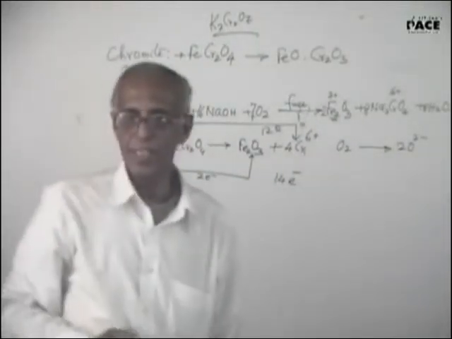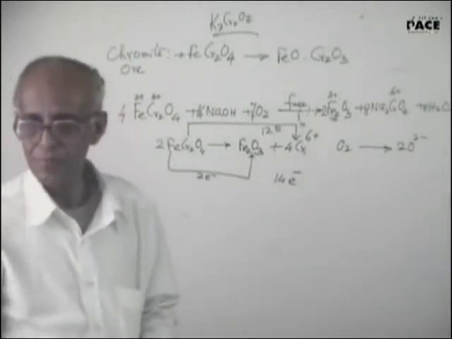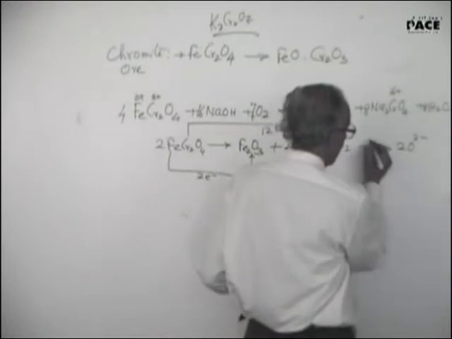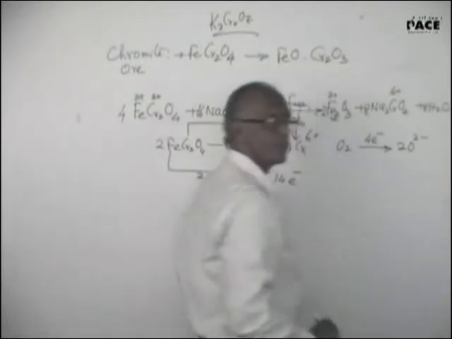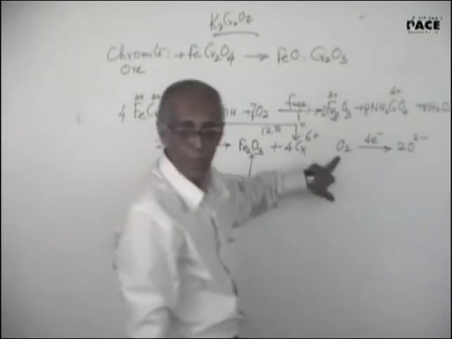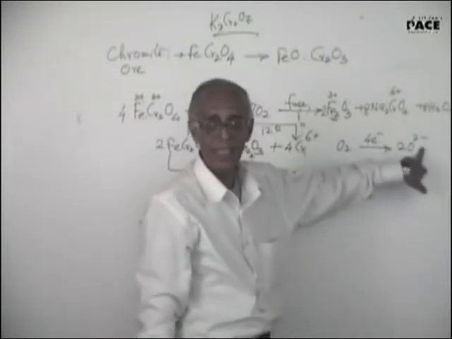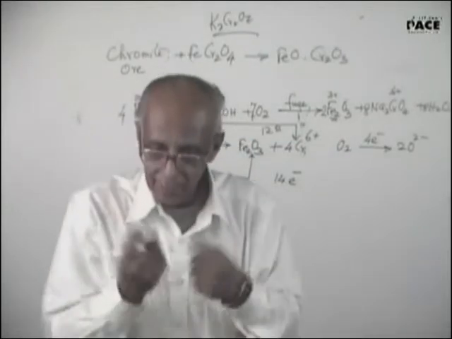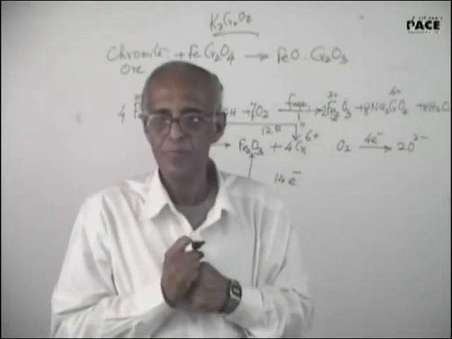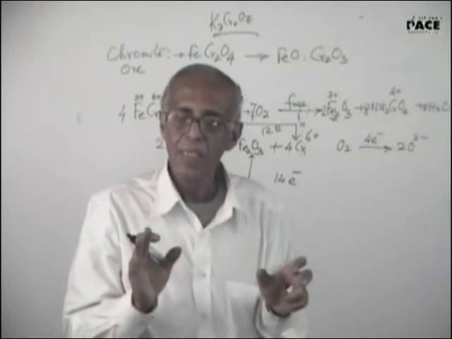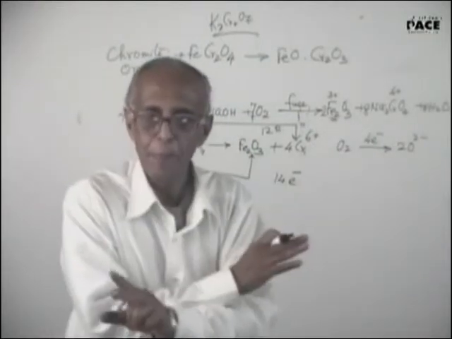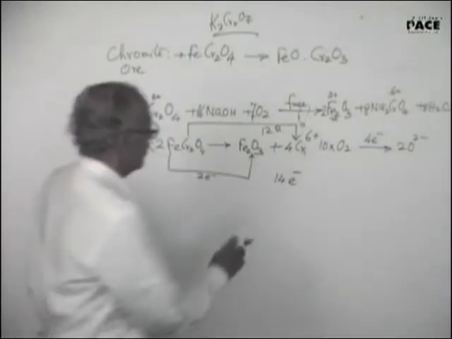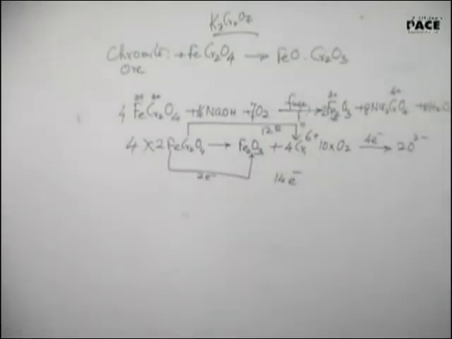Who is doing the oxidation? Oxygen. How many electrons? This is 0, this is 4 minus. Where does the 4 minus come from? Because it accepts 4 electrons. Okay? So now you cross multiply. 14 electrons.